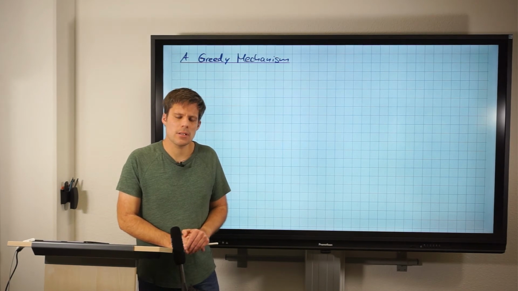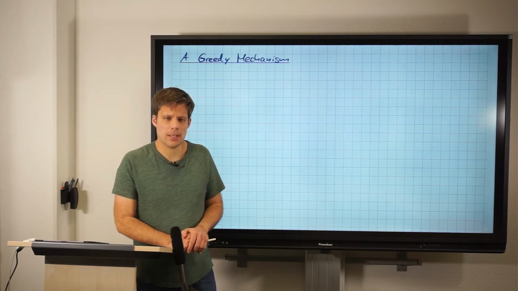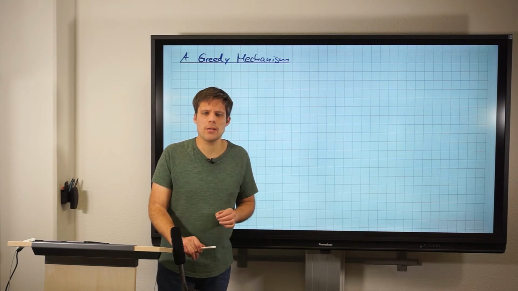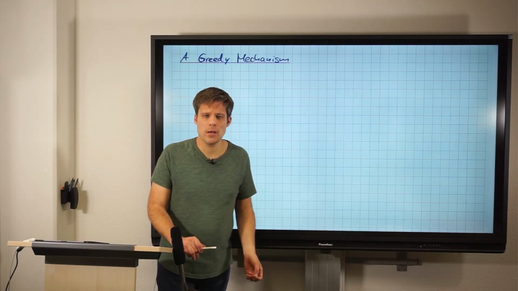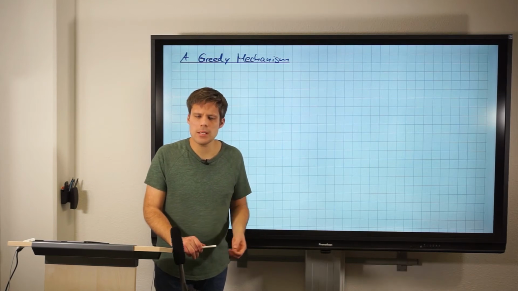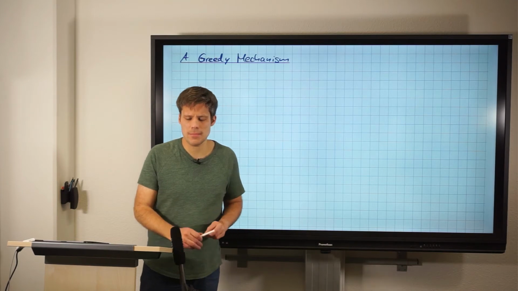Now I'd like to turn our attention to a greedy mechanism, which is indeed a direct mechanism. So bidders can actually report their true values, although they won't want to, because one reason being that we are using first price payments. So what does this mechanism look like?